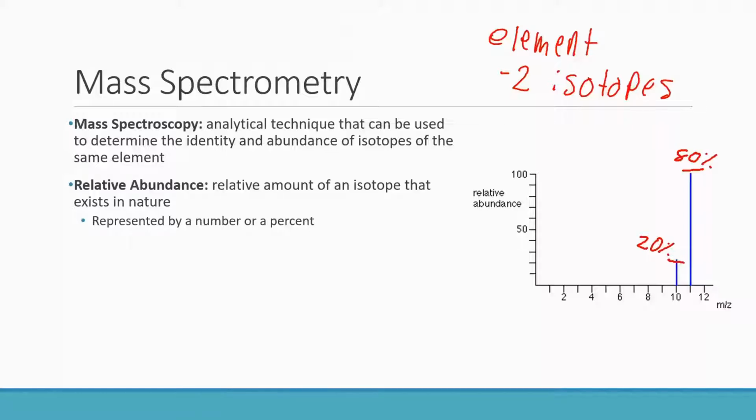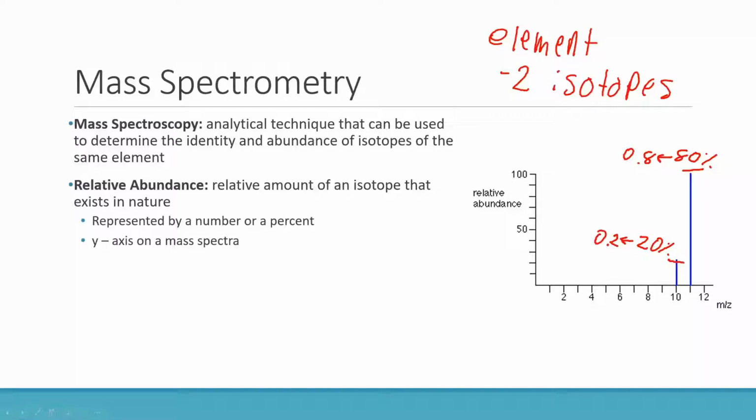Now then, we can obviously convert these percentages back into numbers by simply dividing by 100 or moving the decimal point over to the left twice. So this 20% would be converted into 0.2, and this 80% would be converted into 0.8. Okay. And again, the relative abundance is found on the y-axis.